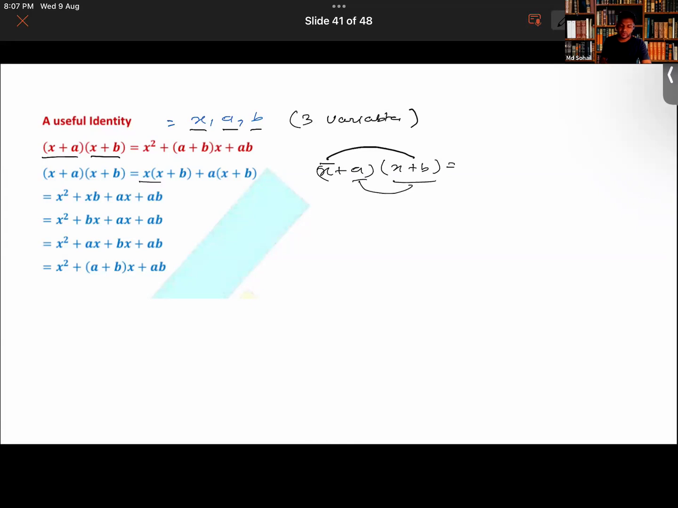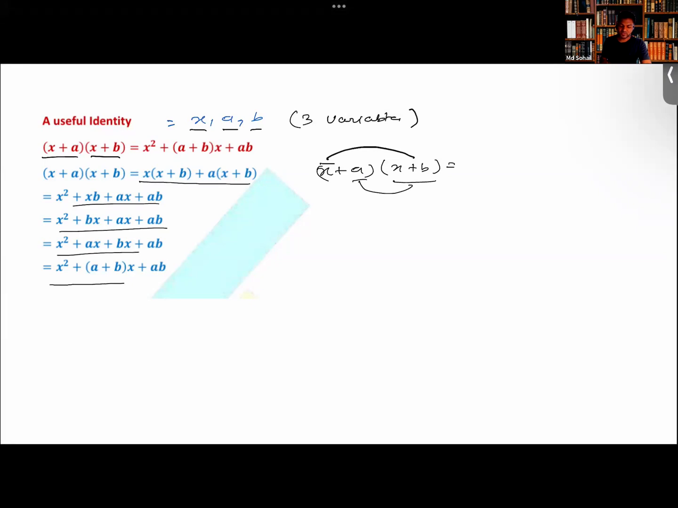So after multiplication, we got X square plus A plus B into X. Let's discuss that as well. That is going to be X into X plus B plus A into X plus B, right, guys? That is X square plus BX plus AX plus AB. So here you have got X square. Now in BX and AX, what do we see common?